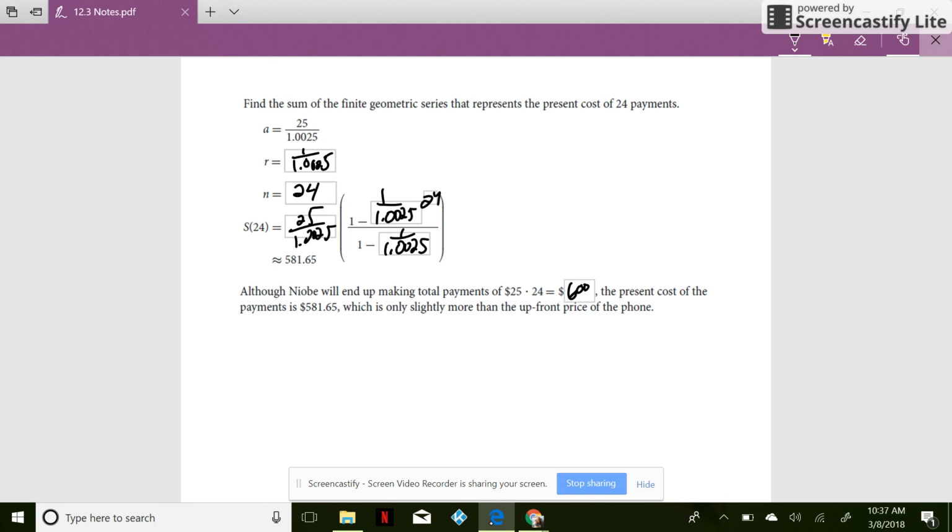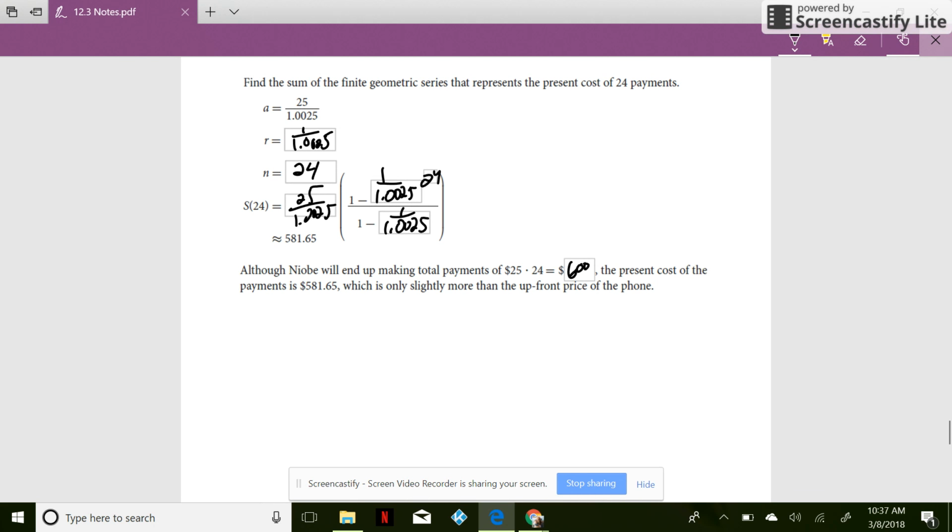So although Niobe will end up making total payments of $600, the present cost of the payments is $581.65, which is only slightly more than the upfront price of the phone. So it's really up to her. Probably the upfront price, again, would save her about $1.65.